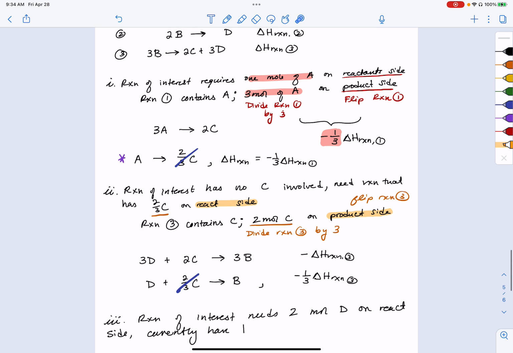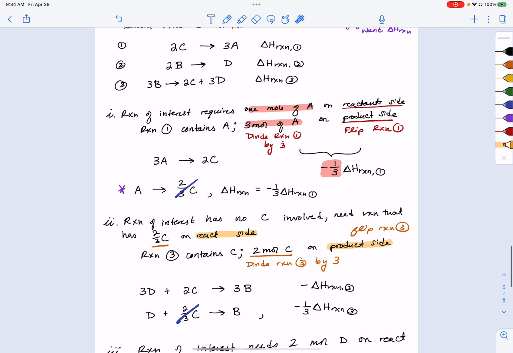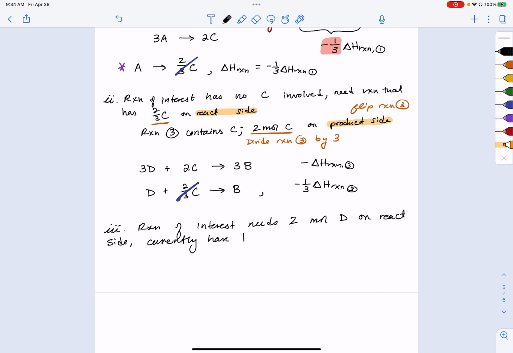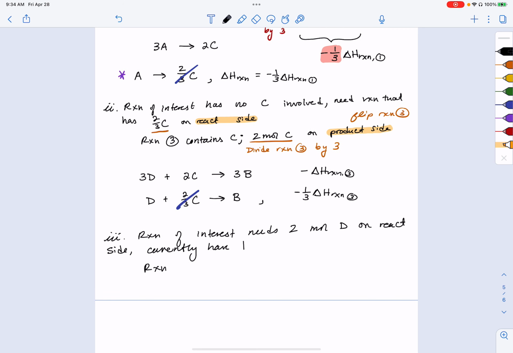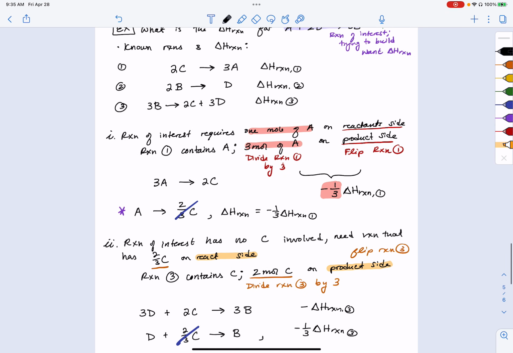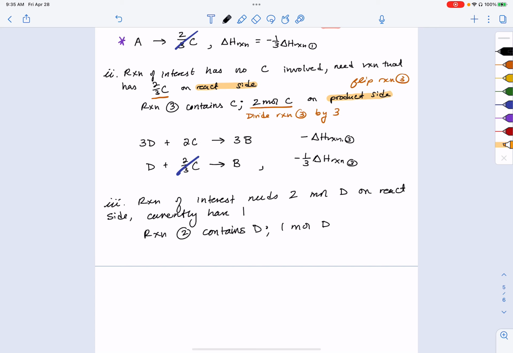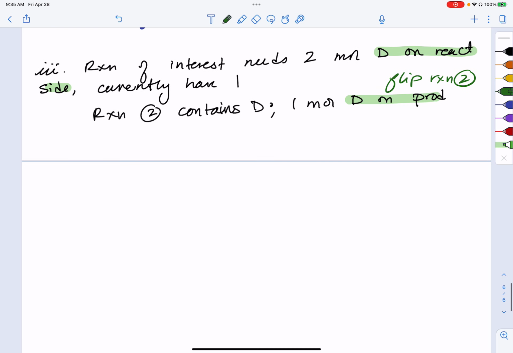So let's go ahead and flip reaction 2. So since reaction 2 contains D, specifically we have in reaction 2 1 mole of D on the product side. Since we need D on the reactant side and reaction 2 has D on the product side, we're going to need to flip reaction 2.